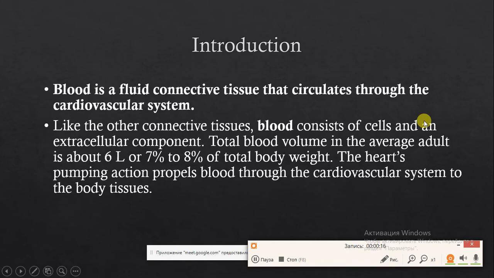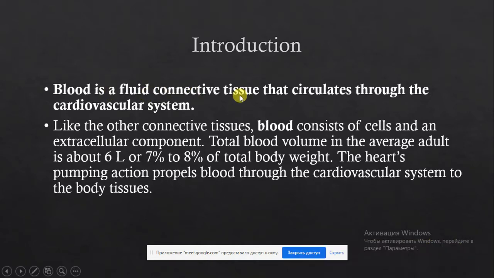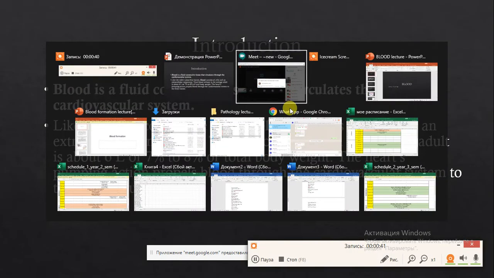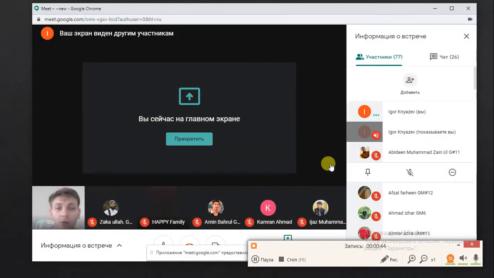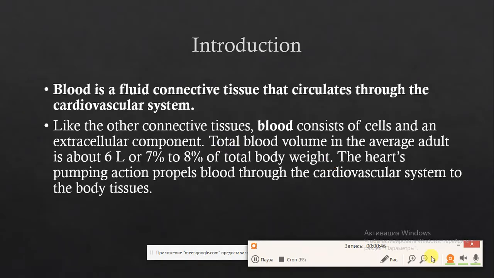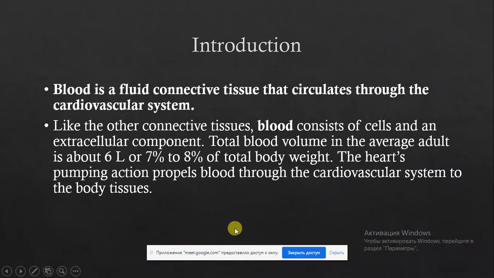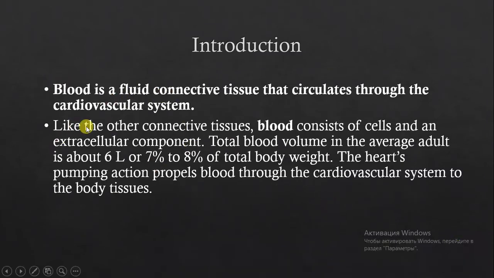What is blood? Blood is a fluid connective tissue that circulates through the cardiovascular system. Pay attention: blood is connective tissue, one of the connective tissue types, so keep it in mind. Blood is a type of connective tissue, and it has a lot in common with other connective tissues. Like the other connective tissues, blood consists of cells and extracellular components.